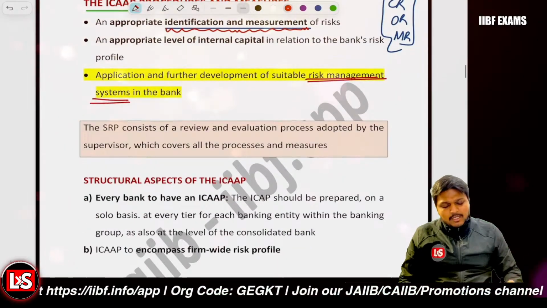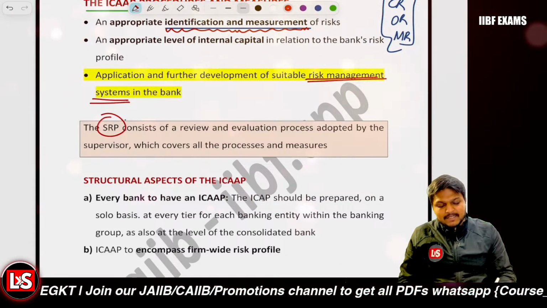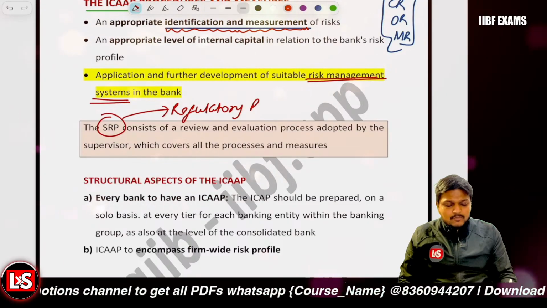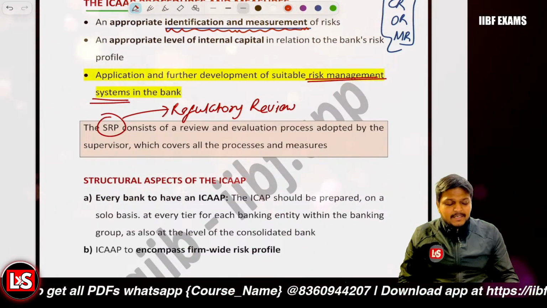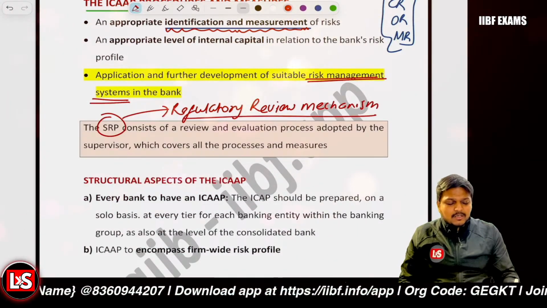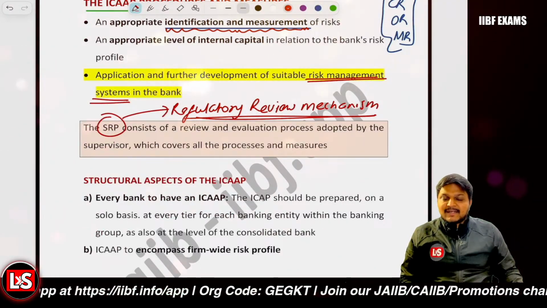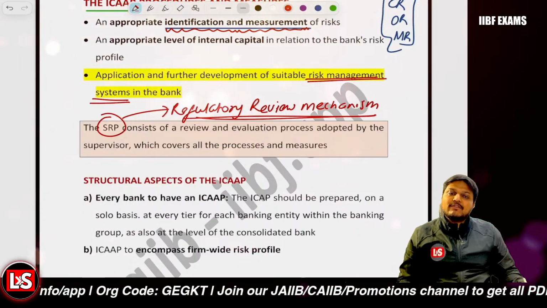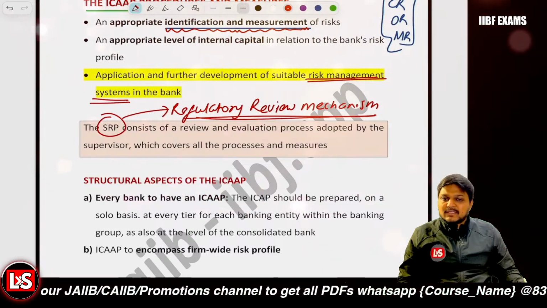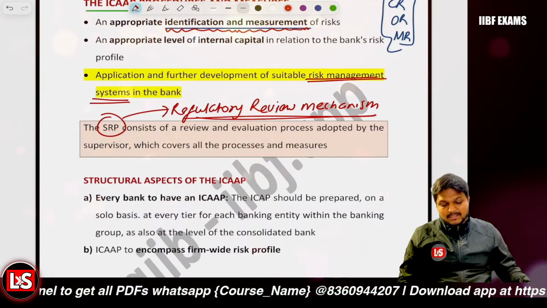Right? So whenever we are talking about the SRP, supervisory review process, it's basically a regulatory review mechanism. The pillar 2 basically says that you should be having an ICAAP so that you can be making sure that you are having appropriate capital as per the risk profile. At the same time, the regulator will be evaluating the ICAAP framework, the risk assessment accuracy, and also the capital adequacy. So that is to be reviewed by the regulator only, right?